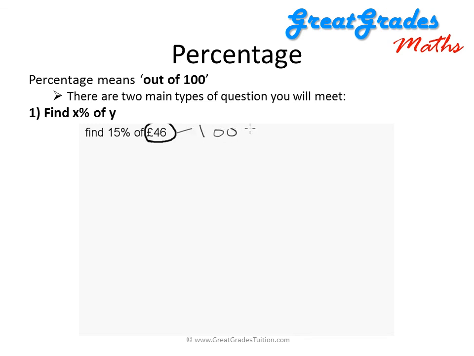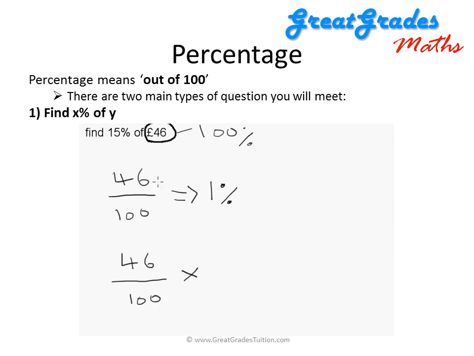So here the £46 is actually all, it's 100%. So then what we do is we take our 46 and we divide it by 100, and that tells us what 1% is worth. And then to find what 15% is worth, we take the 46 divided by 100 and multiply it by 15. And that will give us what 15% is worth.